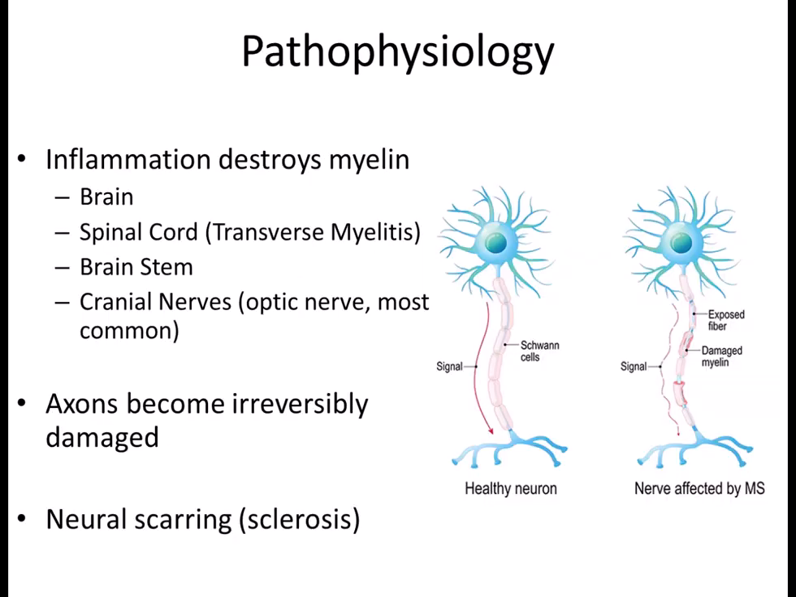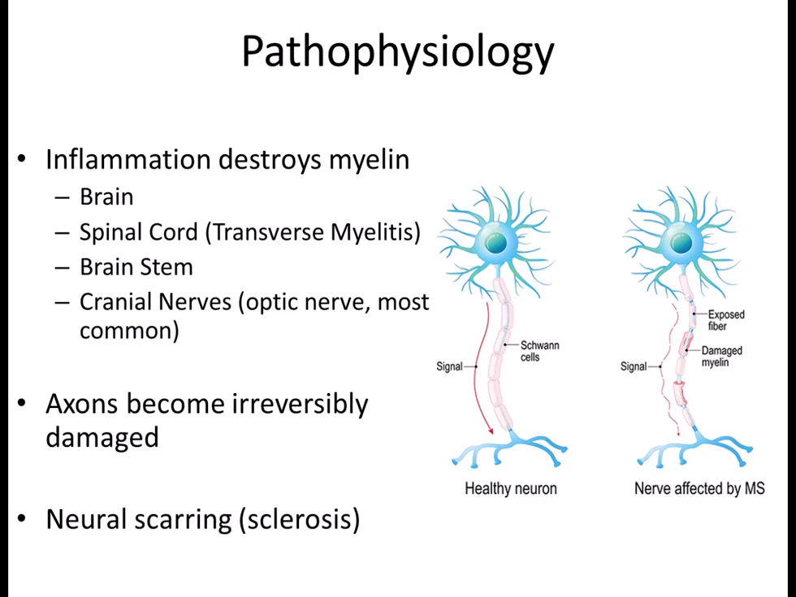As I said, the pathophysiology: what you see in the picture on the right-hand side of the slide is a healthy neuron compared to a neuron that has been affected by multiple sclerosis. You can see that the myelin, if you remember the oligodendrocytes, produce the myelin that wraps the axon of the nerve. In patients with multiple sclerosis, this myelin is damaged and results in exposed nerve fiber.